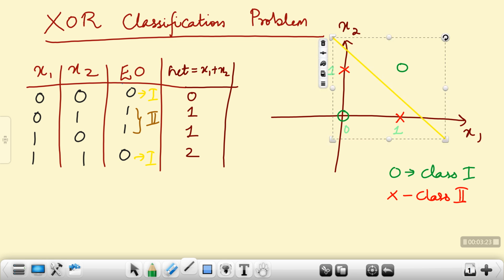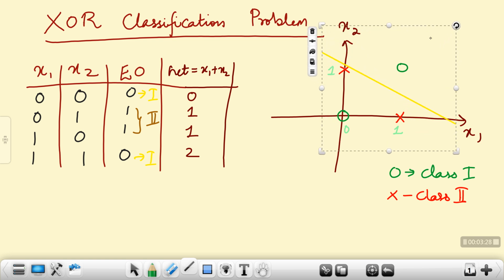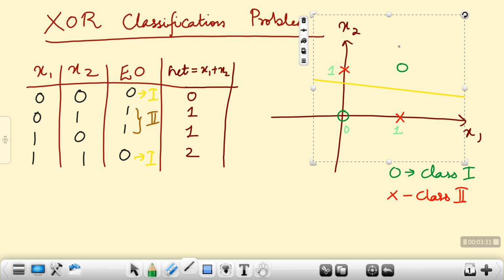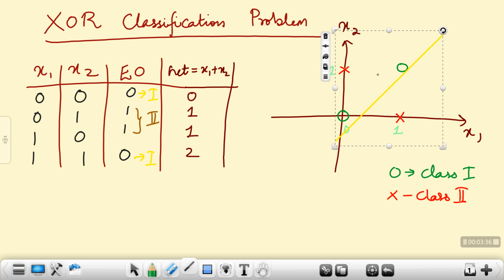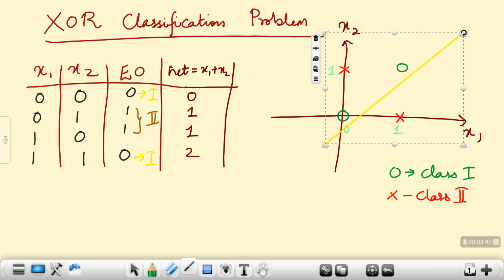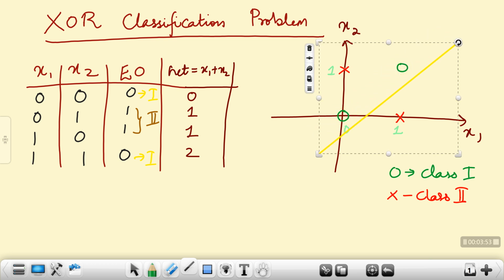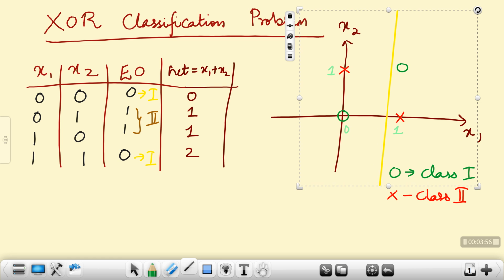If I rotate this line in some different direction, is it separating? No. Even now it doesn't separate, because at any time 3 points are on one side and 1 point is on the other side, or in this case, 2 points are on one side but both of them are of two different classes, so you cannot separate.